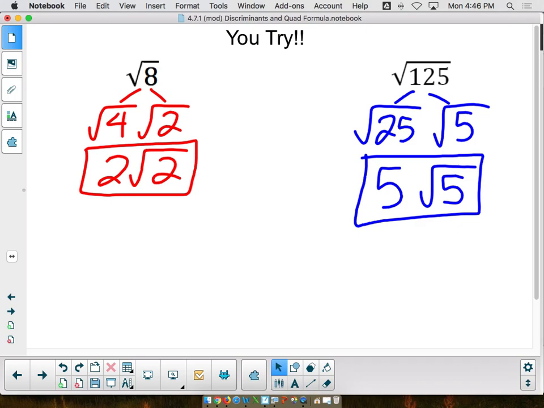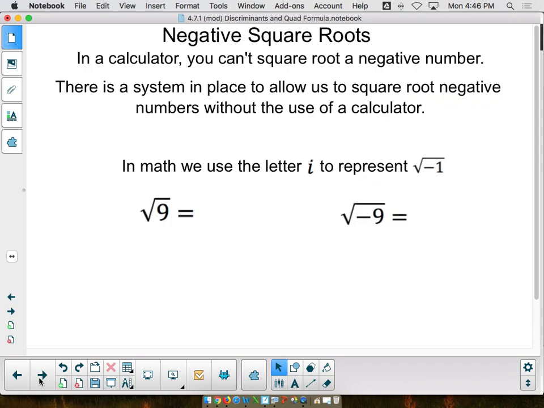And then finally, we're going to mesh the two together real quick that we've talked about today. And we're going to talk about what happens if you take a negative square root, or what happens if you take the square root of a negative number.